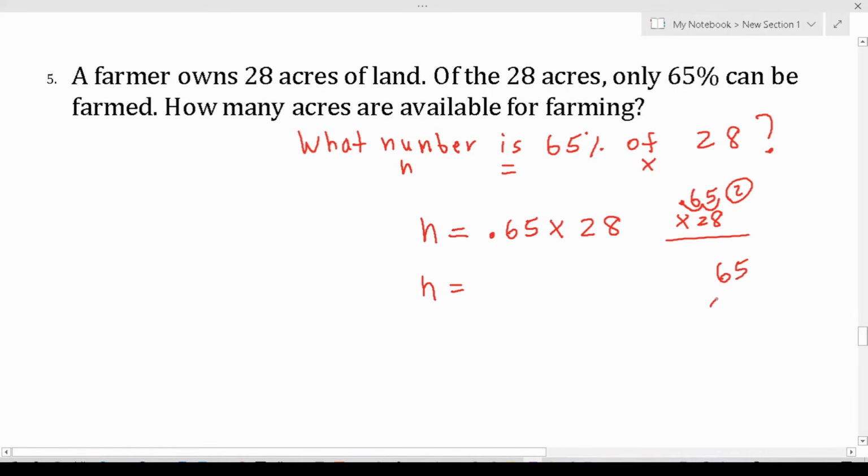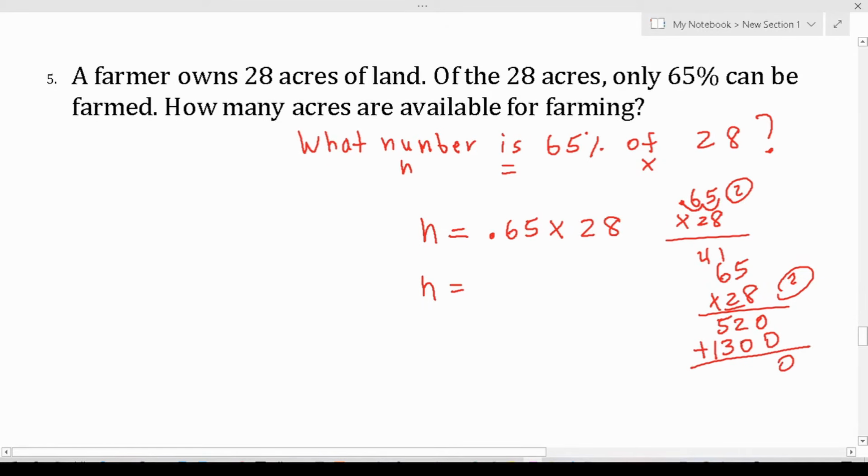So we have 65 times 28, albeit with 2 decimals to shift back in at the end. So 5 times 8 is 40, carry your 4. 6 times 8 is 48, 49, 50, 51, 52. Add a 0 before we start multiplication with that number. 5 times 2 is 10. Carry your 1. 6 times 2 is 12, plus 1 is 13. Let's add.